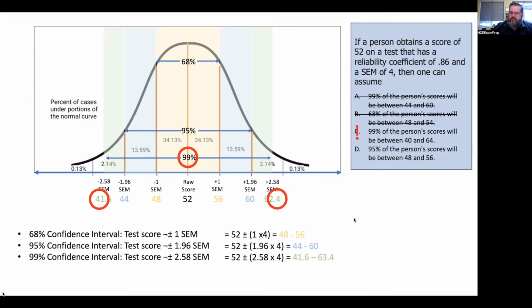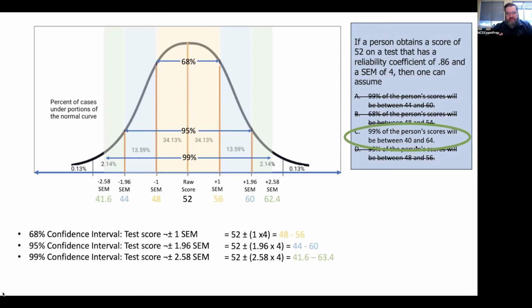Okay, but let's just rule out D to see if we're correct that C is the correct answer. So 95% of the person's scores will be between 48 and 56. Well, this is clearly not the case. 48 and 56 would be 68% of the scores falling between those. So 95% has a much wider range than that. So we can rule out answer D as the option. So the correct answer would be C, 99% of the person's scores will be between 40 and 64.